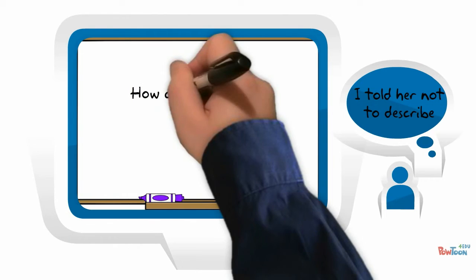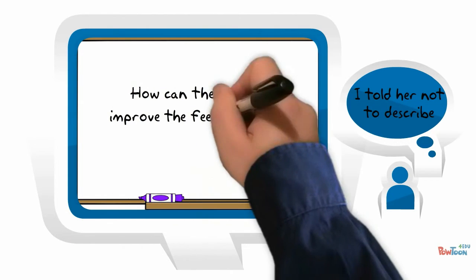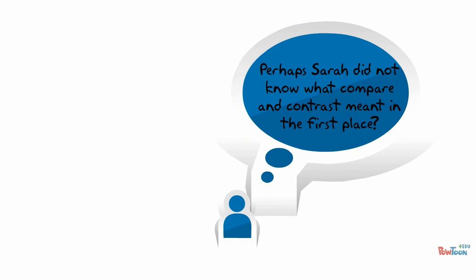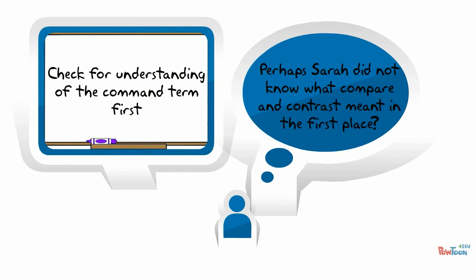How do we make feedback better? Looking at Sarah's answer, it could be that she does not know what compare and contrast means. If this is the case, then the teacher needs to go back to the learning target, and feedback should be about checking for her understanding of these command terms.